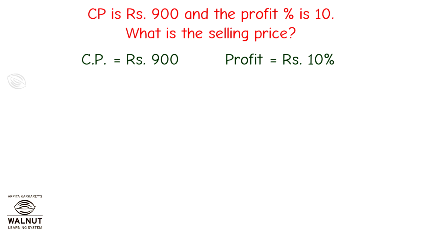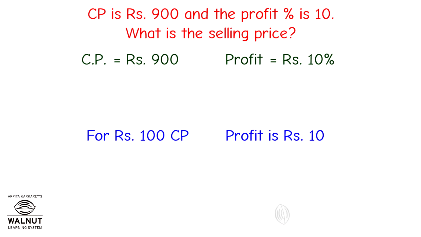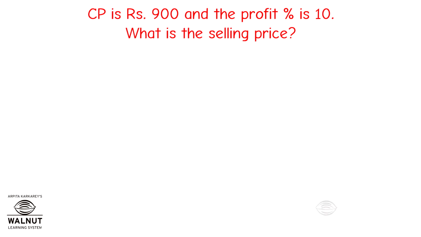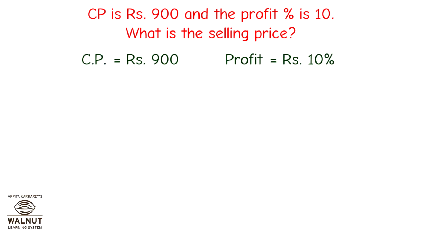Now the profit percentage is 10. That means for rupees 100 CP, the profit is rupees 10. So the selling price is rupees 100 plus rupees 10 is equal to rupees 110. So let's find the selling price when the cost price is rupees 900. You can solve this problem by making two columns CP and profit. But here we will make columns CP and SP. For rupees 100 CP, the selling price is rupees 110.